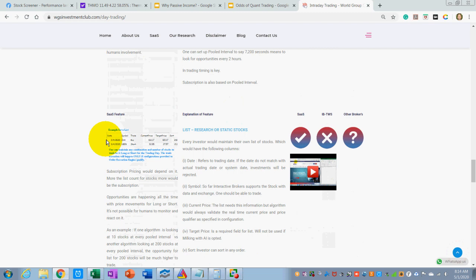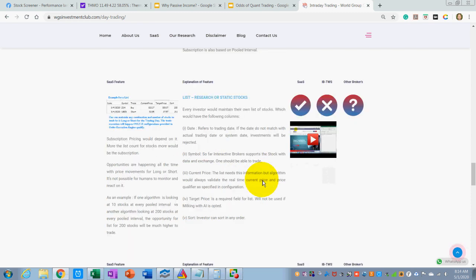These are the parameters you need: the trading day, the symbol, which is the stock, the trade, whether you want to go long on the buy side or short for shorting, the current price, the target price, which could be a formula, and a sort order. So I would encourage everybody to listen to this YouTube so that you understand how you prepare your list.